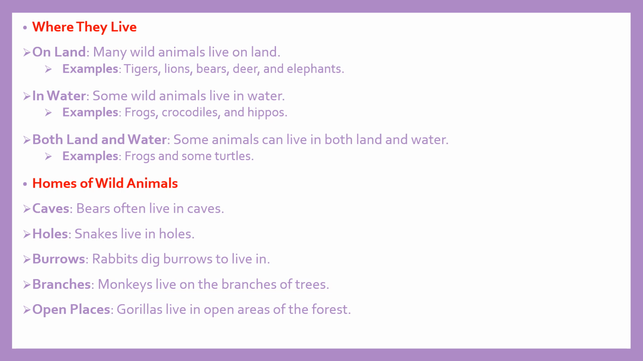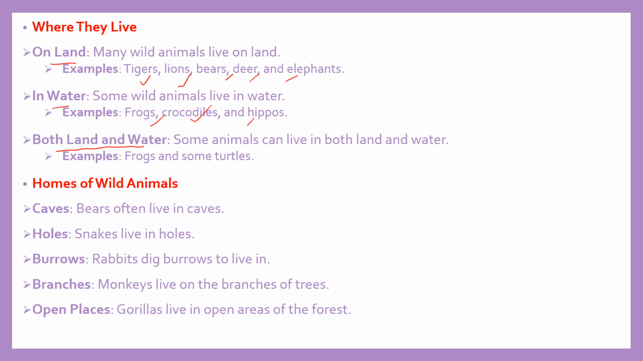So, where do they live? Some animals live on land, some in water, and some on both land and water. Okay, so what are the animals that live on land? Tigers, lions, bears, deer, and elephants live on land. And in water, just think, yes, crocodiles, hippos, frogs, they all live in water. And some animals, as I have mentioned, can live both on land and in water.